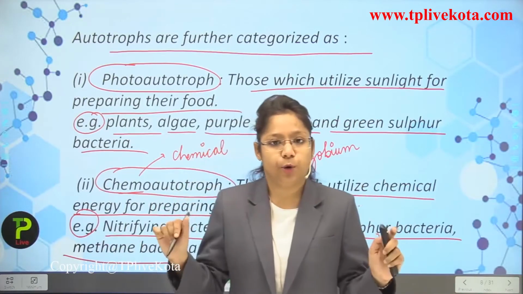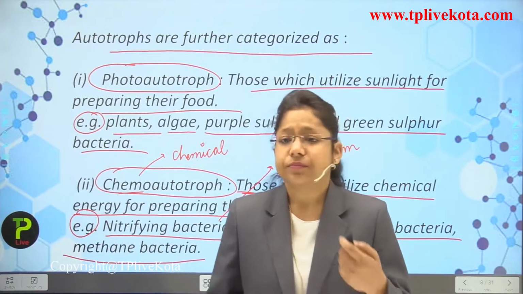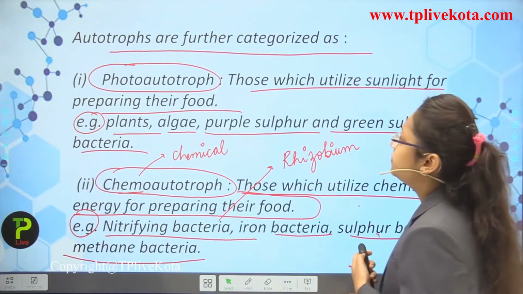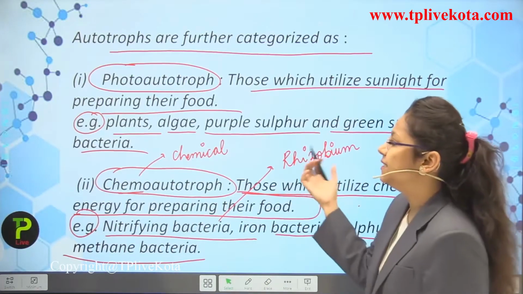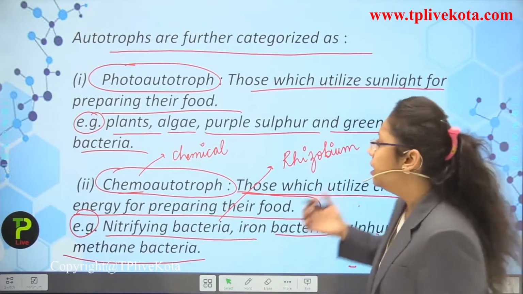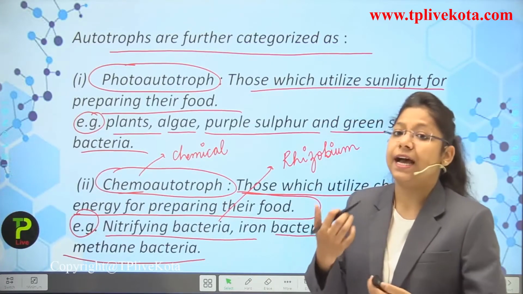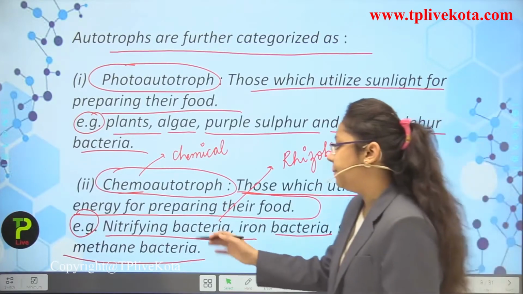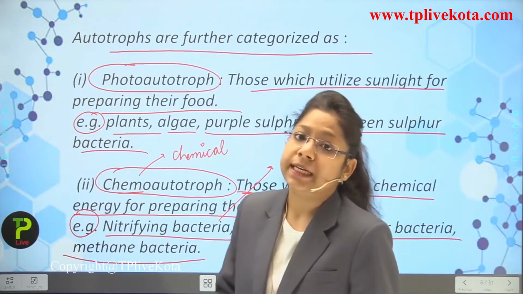Okay, look at the board here. Photoautotrophs are the organisms which utilize sunlight energy for food preparation. Examples are plants, algae, purple sulphur bacteria or green sulphur bacteria. Chemoautotrophs just utilize chemical energy. For example, nitrifying bacteria, iron bacteria, sulphur bacteria and methane bacteria.